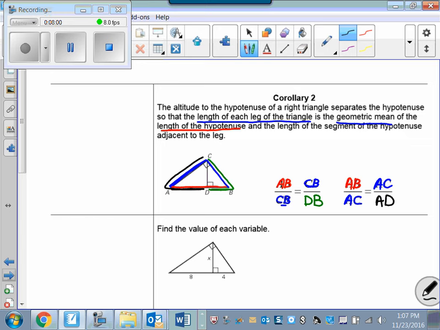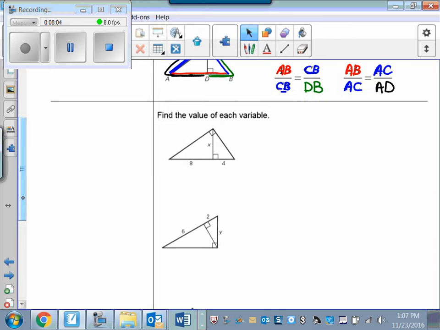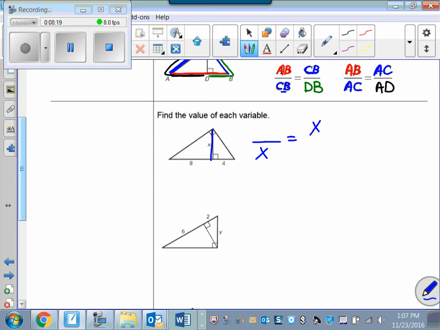Now, we have to do a lot of problems so you understand how to use that and don't forget it. So here we go. I'll probably do some and then I'll ask you to do some on your own. This is the theorem, right? I'm trying to find the altitude. Well, I know the altitude is the geometric mean of the two segments that it divides the hypotenuse into. So it's divided into 8 units and 4 units, so I simply put my 8 and 4 there.